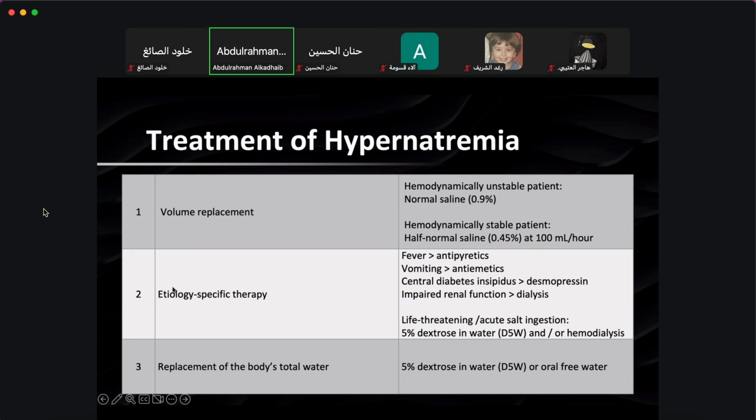Once we are done with the second step, we should move on to the third and last step, which is basically the replacement of the total body water. As we said, most of those patients cannot get to water easily or cannot feel thirsty, so their total body water is really low. That's why we also have to start them on 5% dextrose in water, or if they can tolerate oral intake, we can instruct them to ingest oral free water, just to replace the total body water.